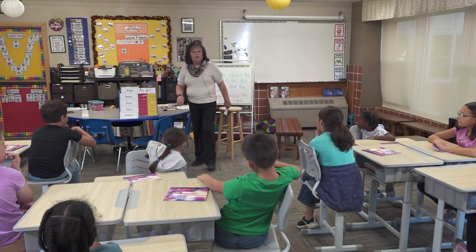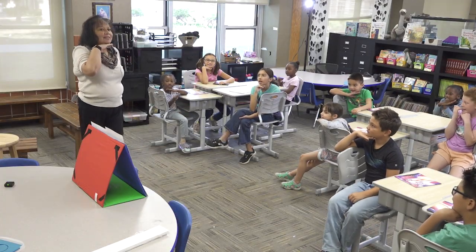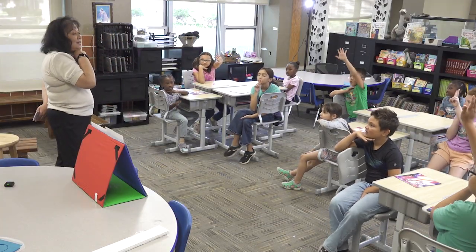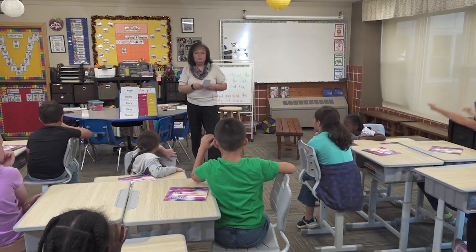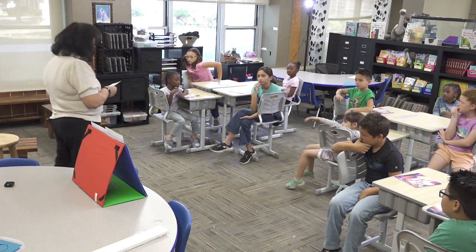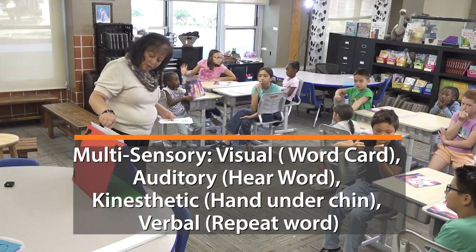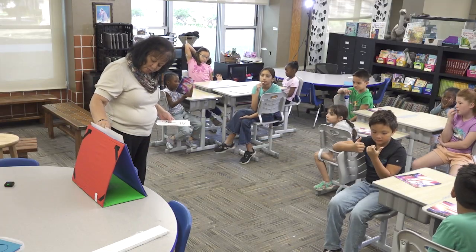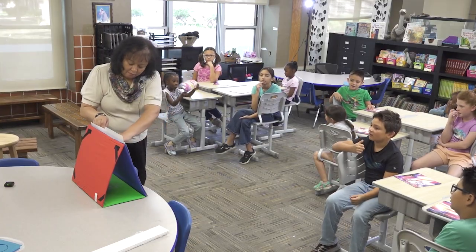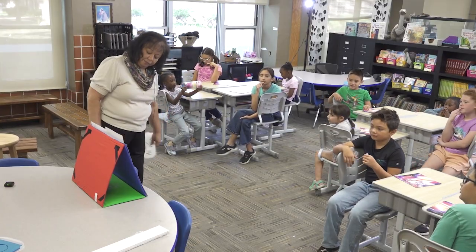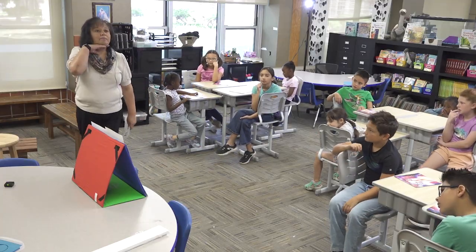All right, are we ready? Yeah. Let's do ready. Ready. How many times? Ready. 2. 2 times. So how many syllables, Lucas? 2. All right. There's the 2 syllables. Okay? Hands up.